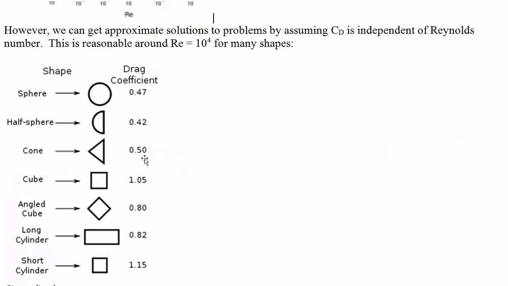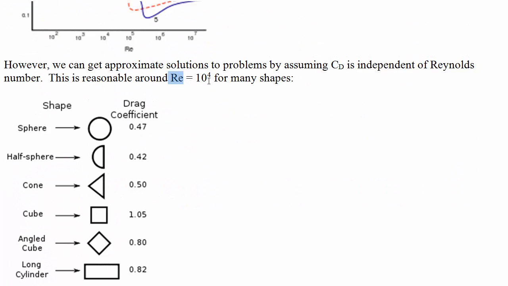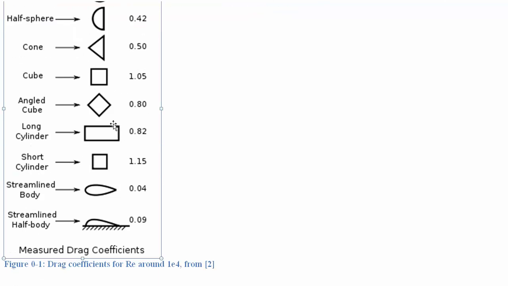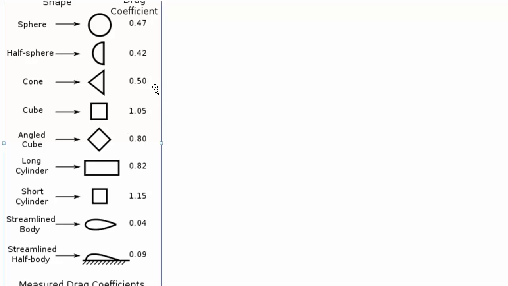Let's look at the drag coefficient around 10 to the 4 for many different shapes. So a sphere has a drag coefficient of this, 0.47. Half sphere, about the same. The back side of it being missing doesn't reduce the drag all that much. Cone a little bit higher. Cube a fair bit higher. It's less streamlined than the cone, and so it has about double the drag coefficient from the front. The angled cube a little bit better. Long cylinder about the same as an angled cube.